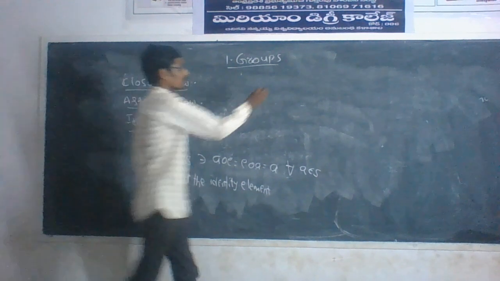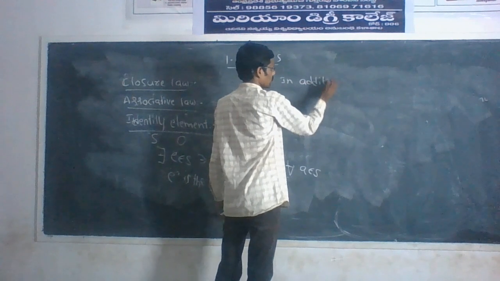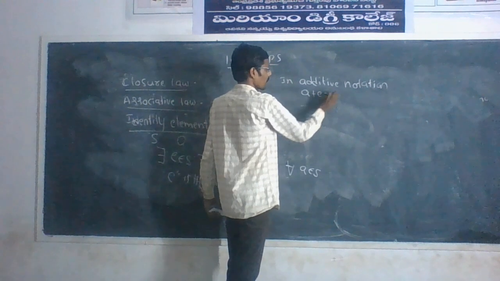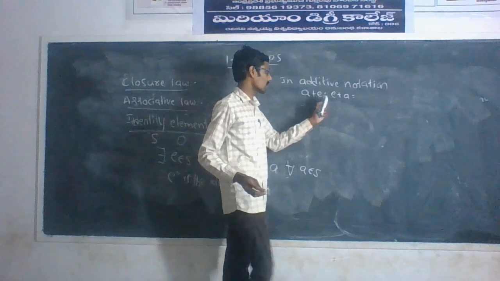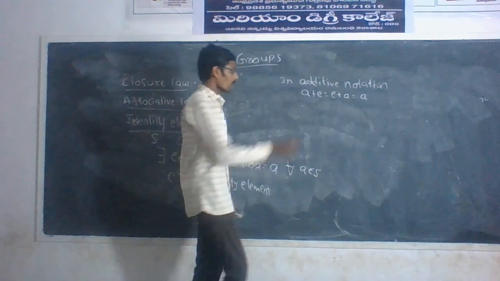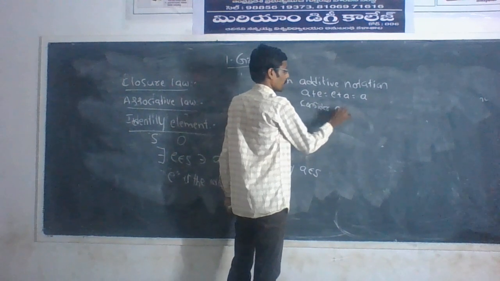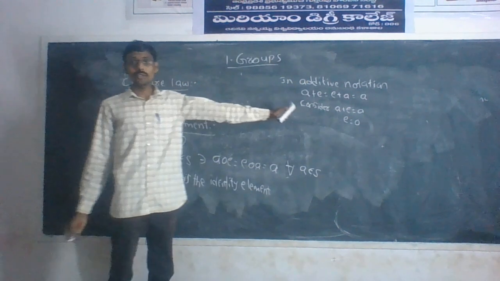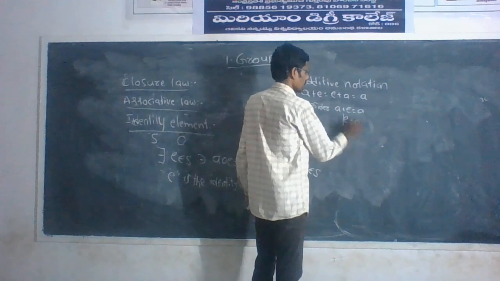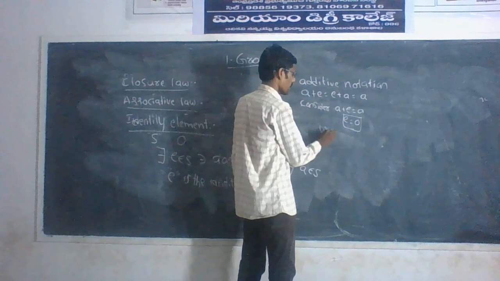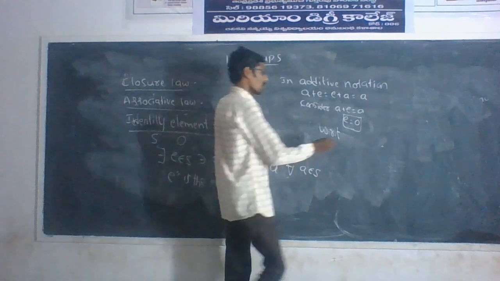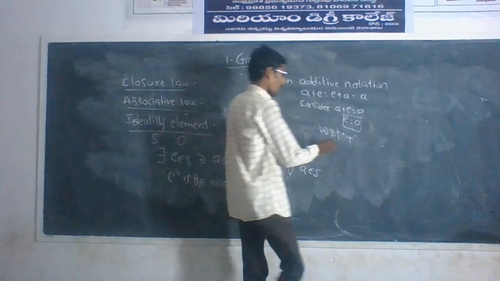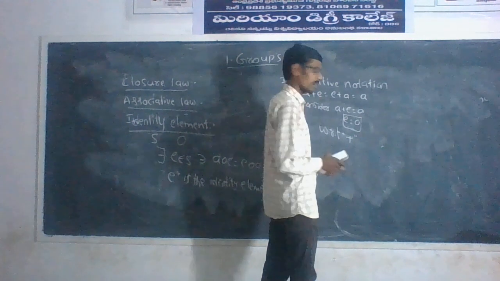In additive notation, A plus E is equal to E plus A is equal to A. Consider A plus E is equal to A, so cancelling A, E is equal to 0. 0 is the identity element with respect to plus. It is called the additive identity.